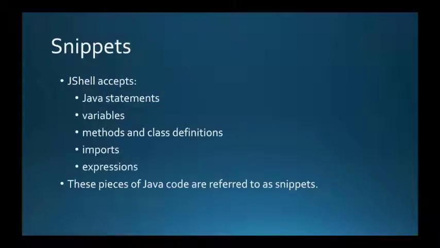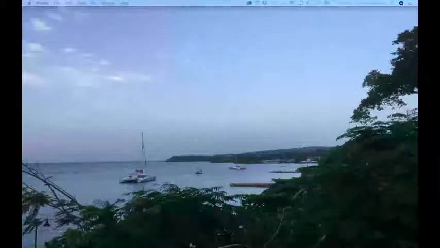So the first thing we're going to talk about with JShell are snippets. JShell accepts Java statements, variable declarations, methods and class definitions, imports, and expressions. These pieces of code are referred to as snippets. So let's jump out real quick here and we'll take a look at an actual JShell environment.